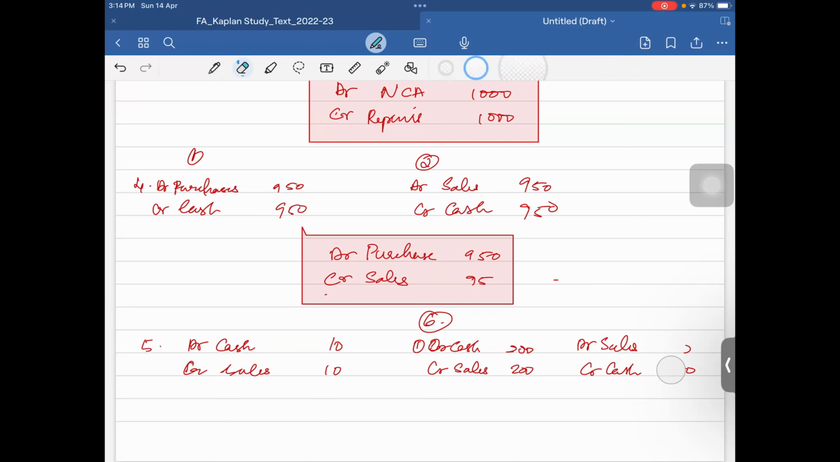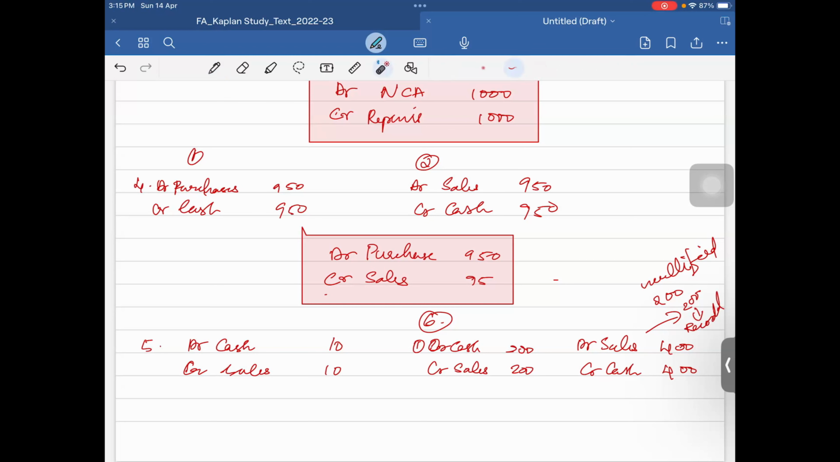You're going to double this amount. Understood? 400. So that way, the 200 that has been wrongly done would get nullified, and the 200 of the original transaction would get recorded. Clear? Understood the logic?